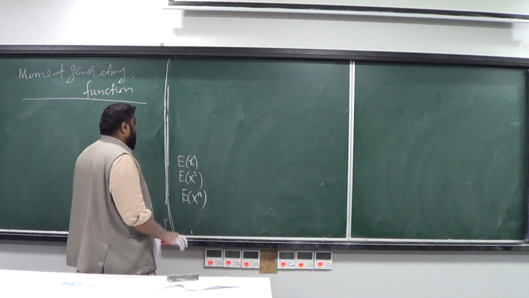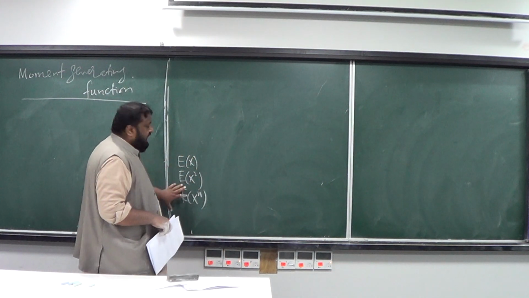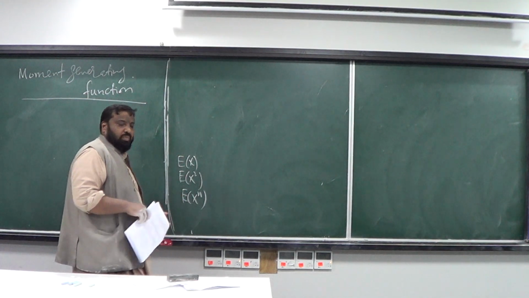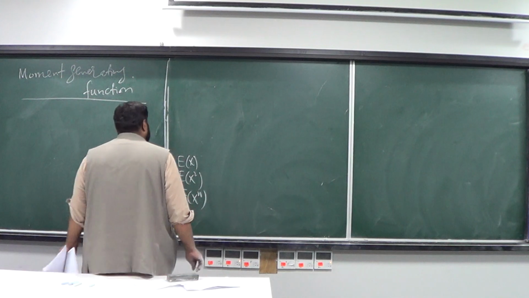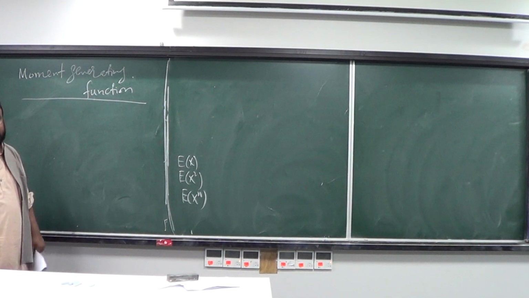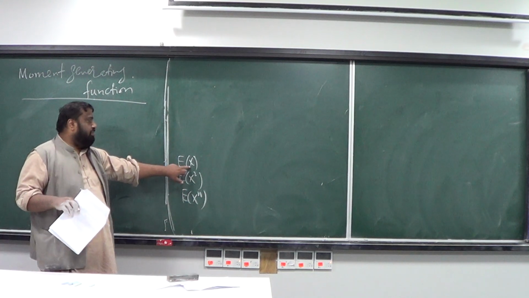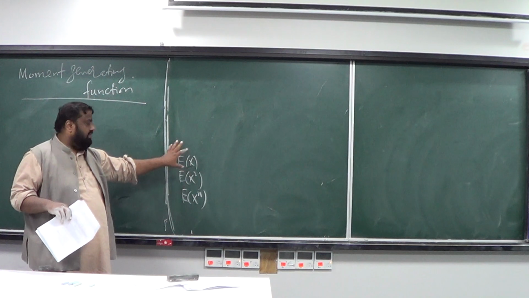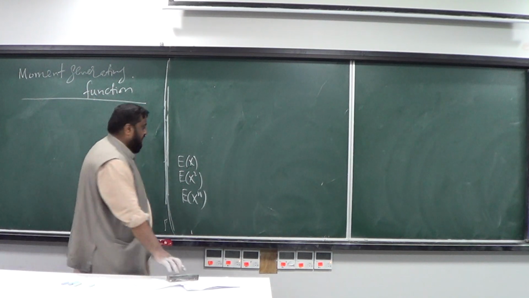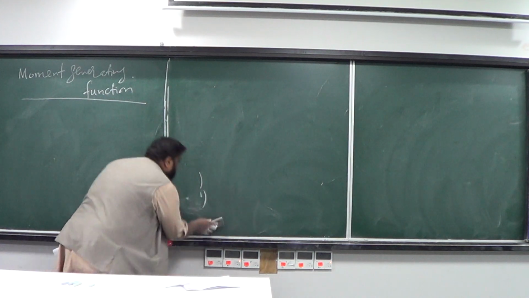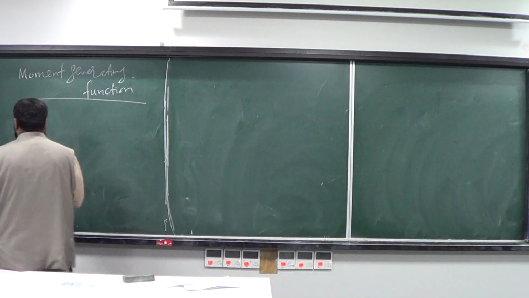The question is, can I have a formula for calculating these moments directly without getting into very complicated calculations? The answer is yes. If you know the moment generating function for the given random variable, you can easily calculate these through that moment generating function. So what is the definition of the moment generating function?